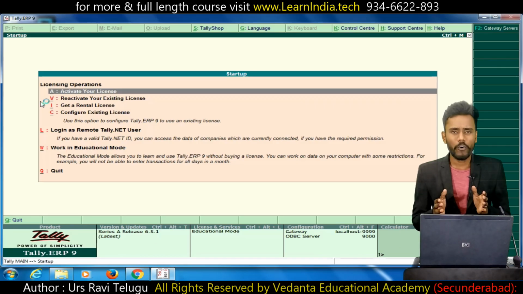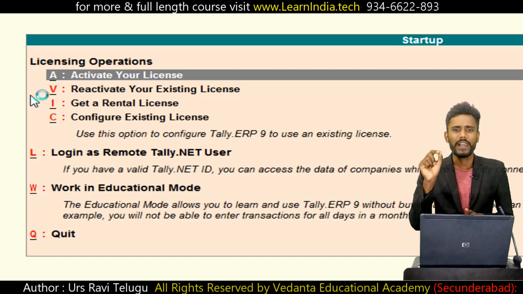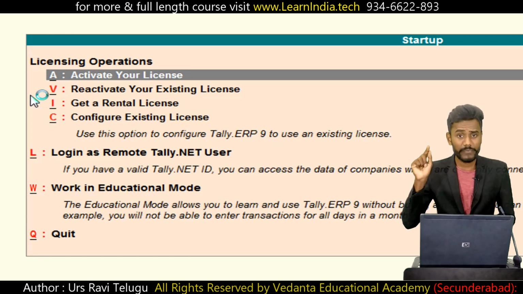Now Tally opened by showing licensing options, right? So make sure if you want to use the Tally application for your company's commercial use, first of all you need to buy a Tally license. When you make the payment to the Tally company or to Tally partners, from them you may collect the license serial number and activation key. By using the license serial number and activation key, you can activate the license for the first time.